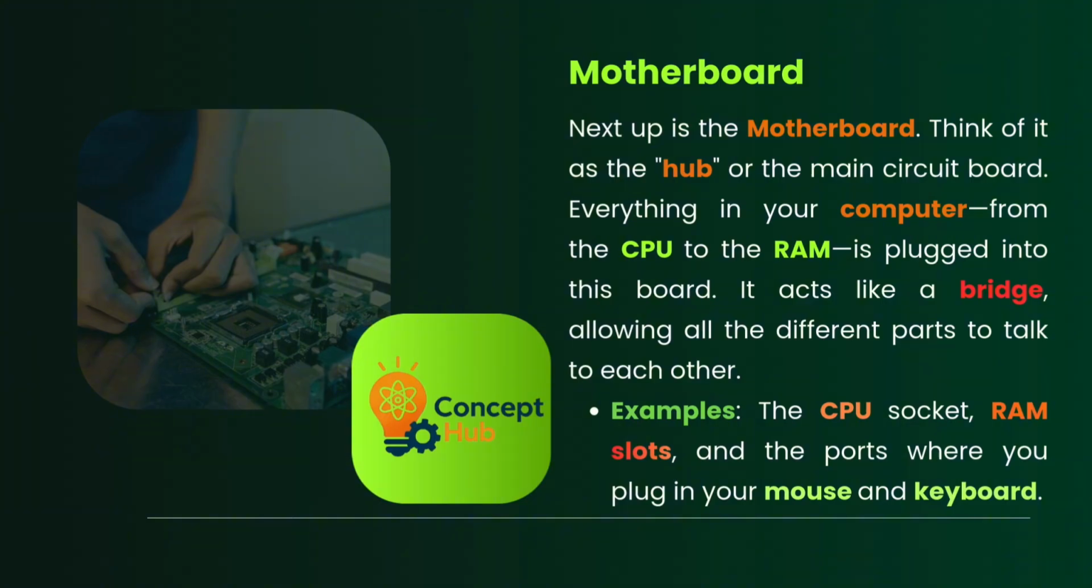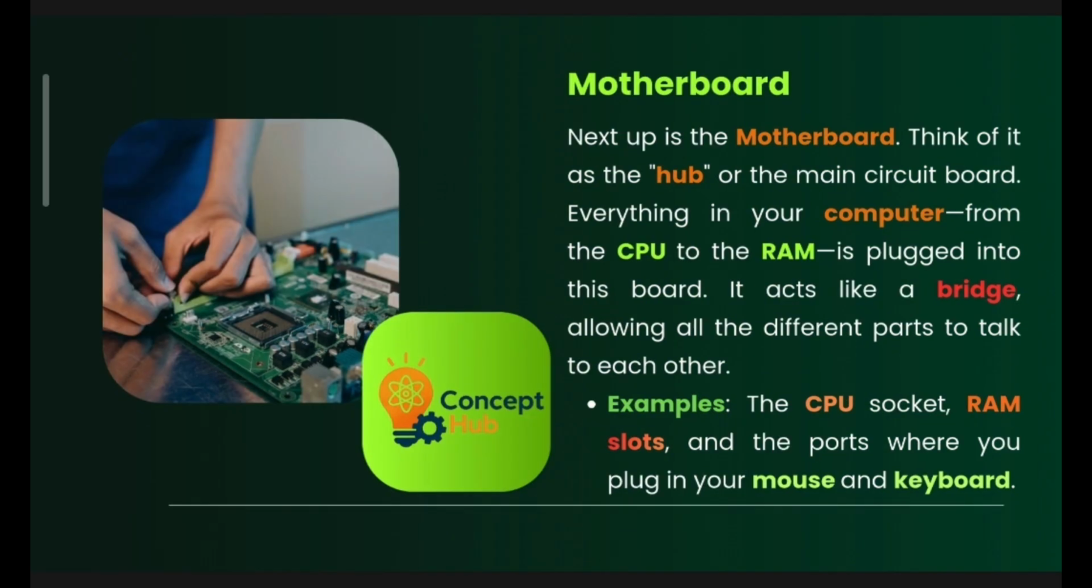2. Motherboard. Next up is the motherboard. Think of it as the hub, or the main circuit board. Everything in your computer, from the CPU to the RAM, is plugged into this board. It acts like a bridge, allowing all the different parts to talk to each other. Examples: the CPU socket, RAM slots, and the ports where you plug in your mouse and keyboard.